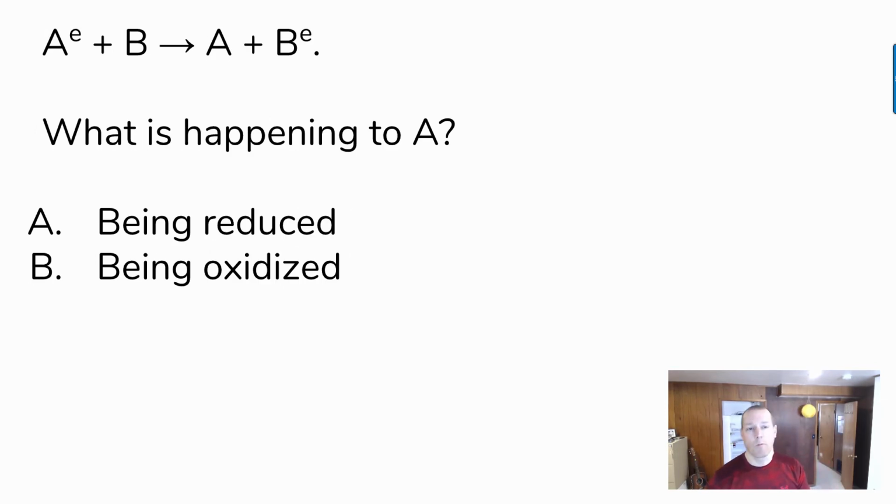Okay, same scenario as before. A with an electron plus B is converted to A plus B with the electron from A. So what is happening to A? Okay, so A is losing its electron here and it's giving it to B. So in this case, A is being oxidized. So the answer is B. Oxidation involves loss of electrons, remember.